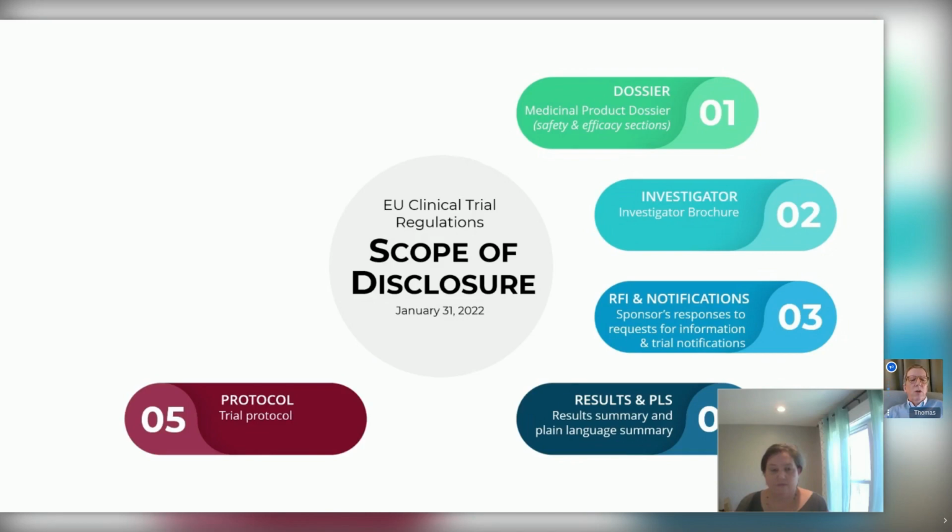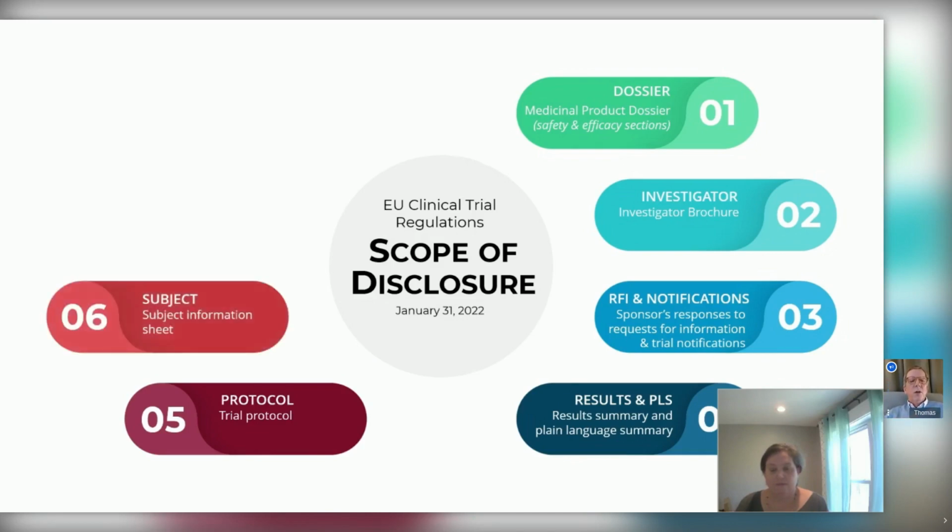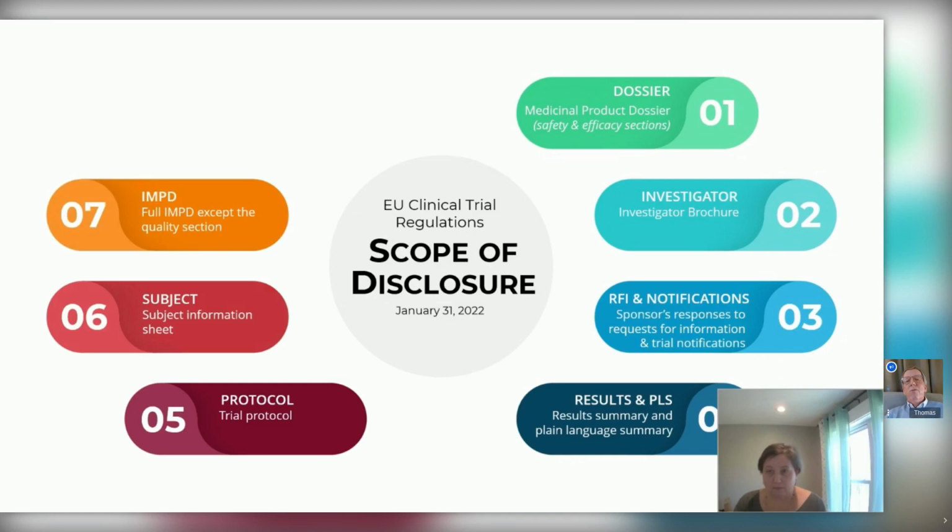The trial protocol will be put into the public space. Then the subject information leaflet or patient information sheet will be made public. Also, don't forget the full IMPD, except the quality section, will be in the public space. And then ultimately the main characteristics of the trial. So you can see it's a very broad scope of disclosure.